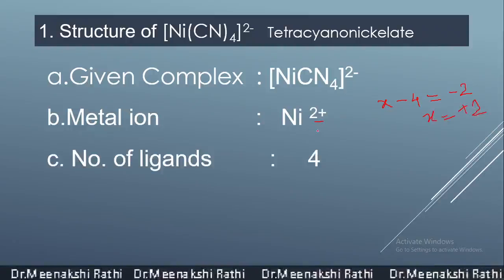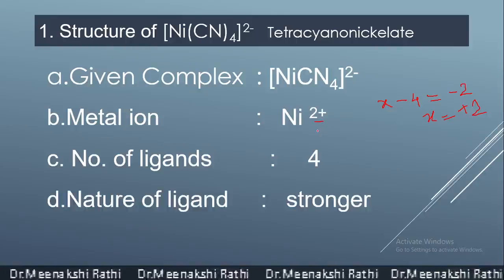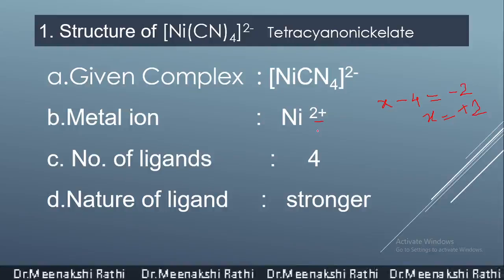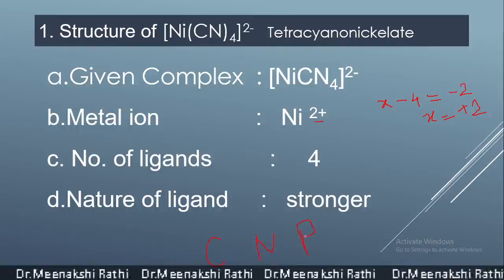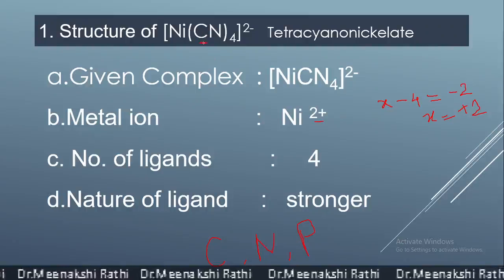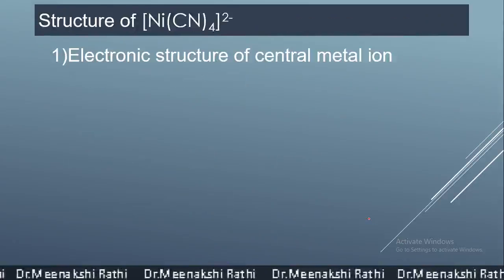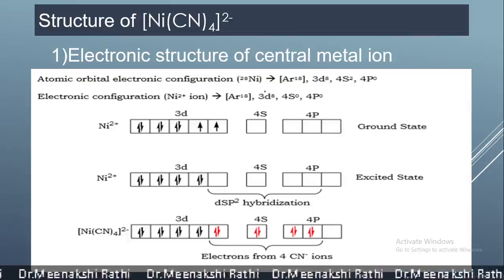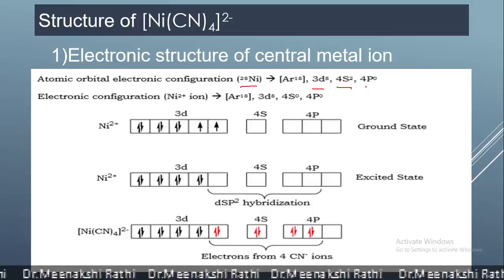Then the number of ligands is 4, and cyanide is a stronger ligand. Here you can remember the trick that any ligand which has carbon, nitrogen or phosphorus as a donor atom is a stronger ligand. So in cyanide, carbon is the donor atom, so it is the stronger ligand. Then the electronic structure of the central metal ion. The atomic orbital electronic configuration of Ni 28 is argon 18, 3d8, 4s2, 4p0.